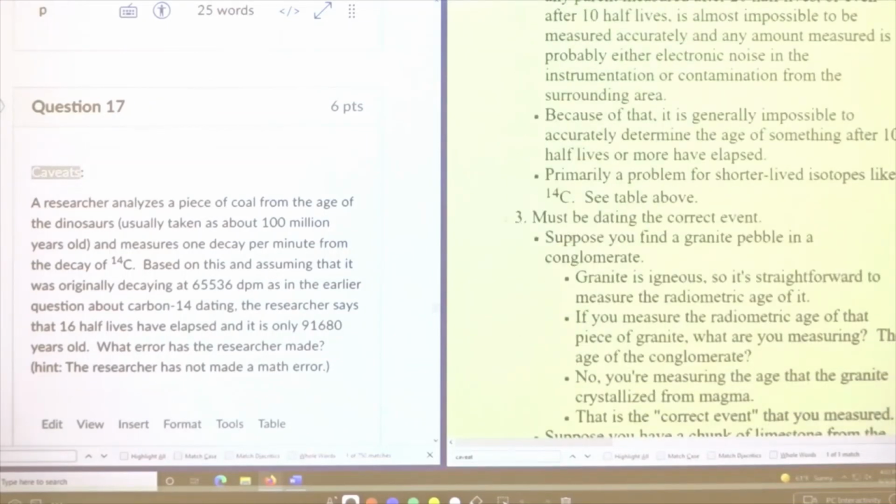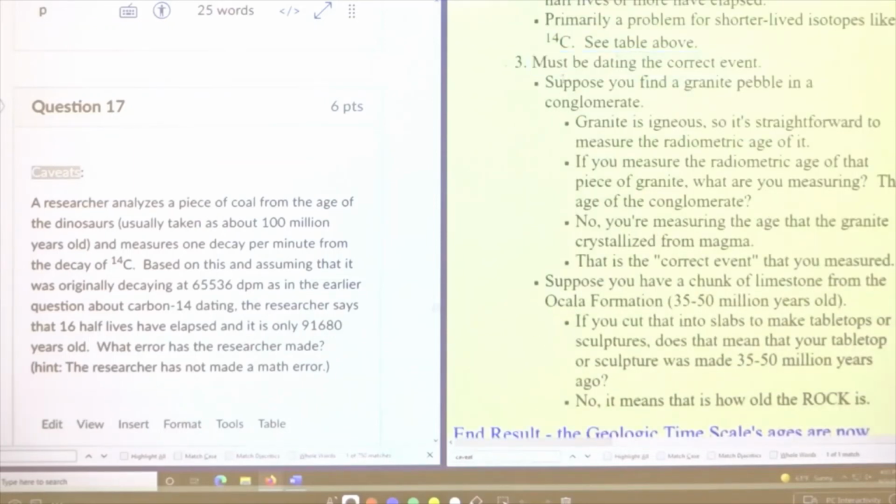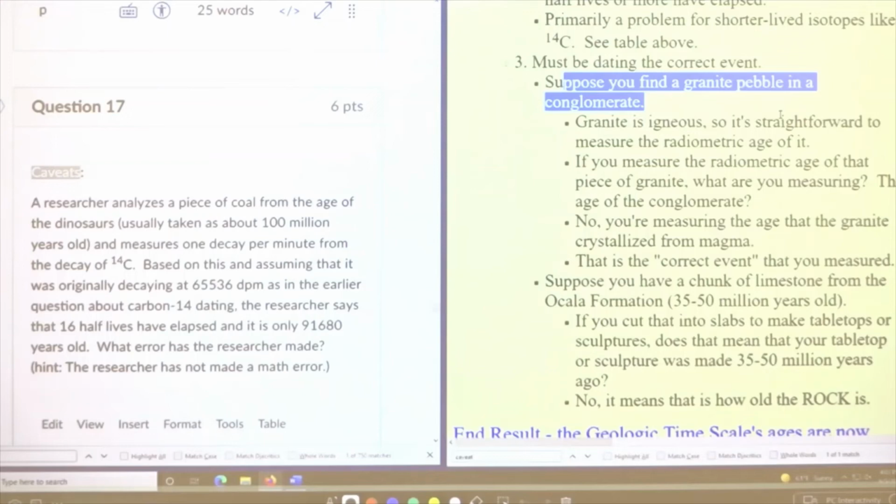Our third thing, you must be dating the correct event. What does that mean? Well, here's an example. Suppose you find a granite pebble in a conglomerate. A conglomerate, remember, is a sedimentary rock with pebbles and boulders and cobbles and gravel. Granite is igneous, and so it's often a really good rock to measure the radiometric date. But what are you measuring with that?